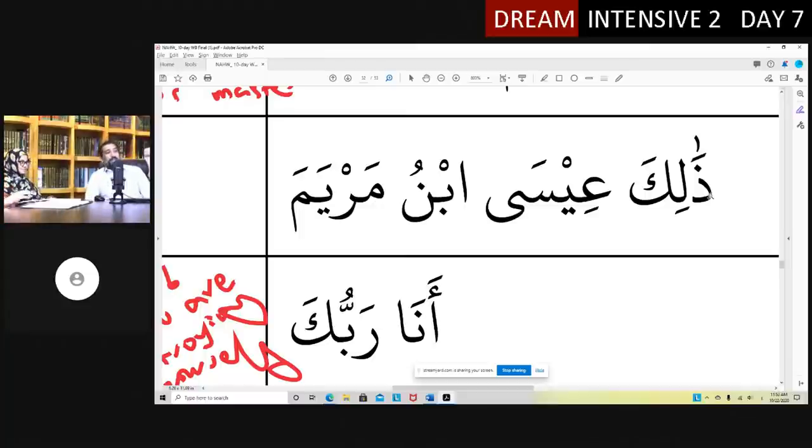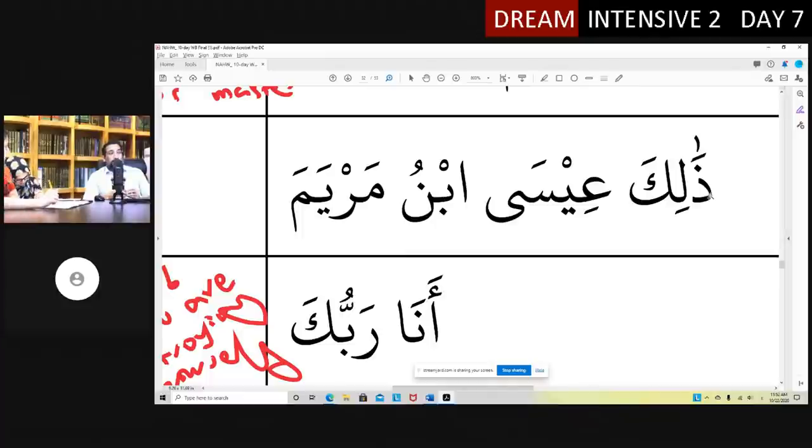Okay. Which one am I going to use? Dhalika Isa ibn Maryam. Pointer. Two. Okay, so, dhalika. Read the pointer thing, number two. Pointer word followed by other than al. Is this pointer word followed by other than al? No, it doesn't have al. So it is other than al, which means there should be is. So what does dhalika mean? Hadha means this. Dhalika means that. That is Isa.